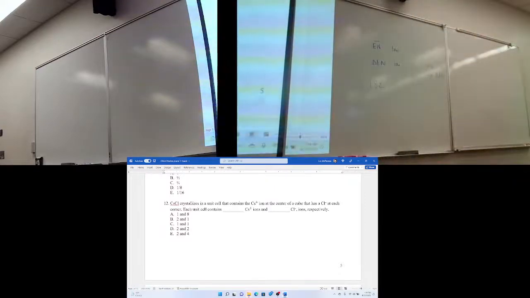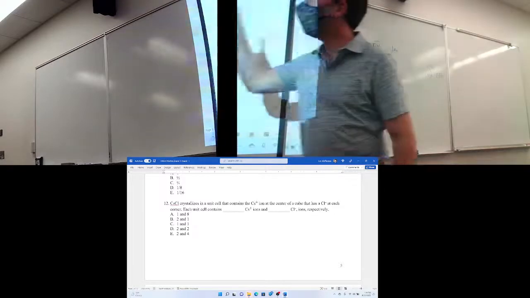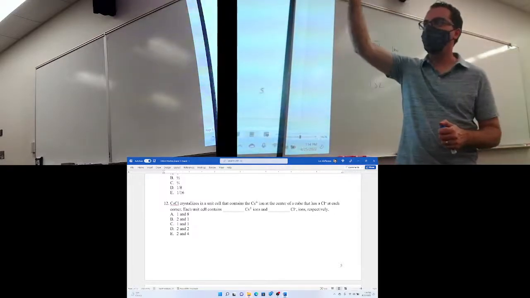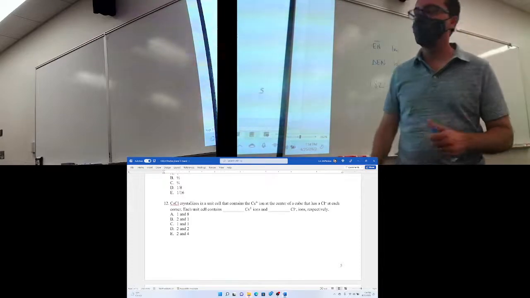And that's in the formula. 1 cesium, 1 chloride. Just to make sure that that's correct, you can look at the periodic table. Cesium is group 1, chloride is group 7, plus 1, minus 1.